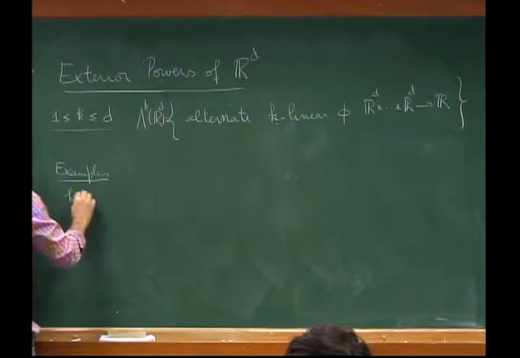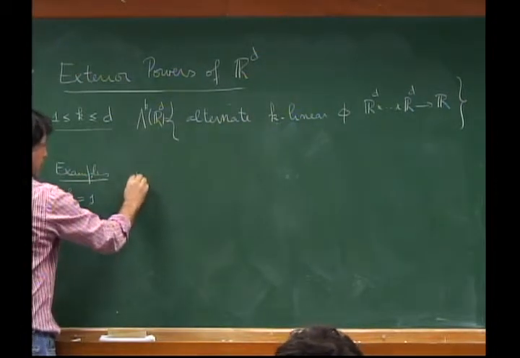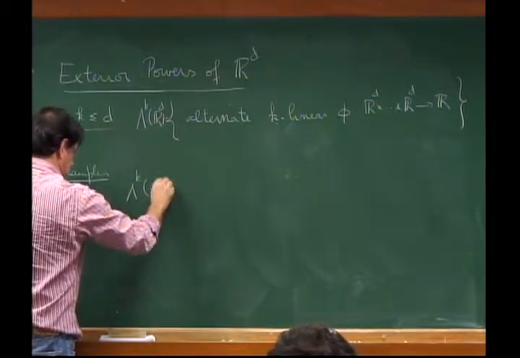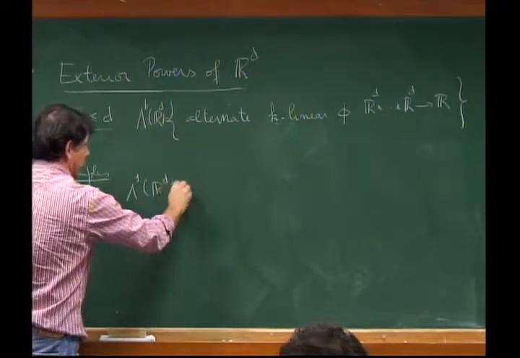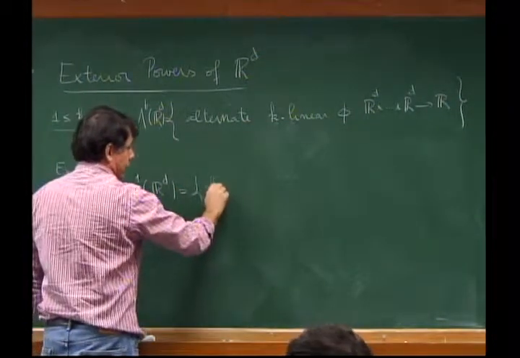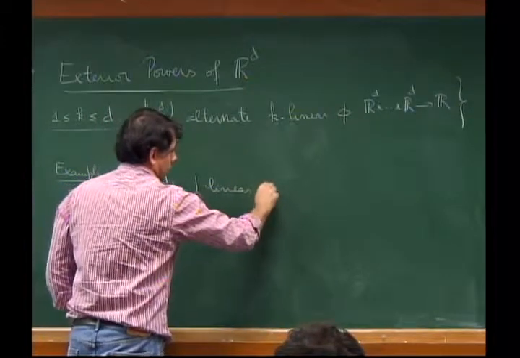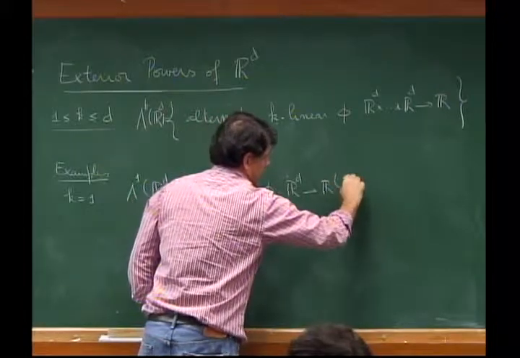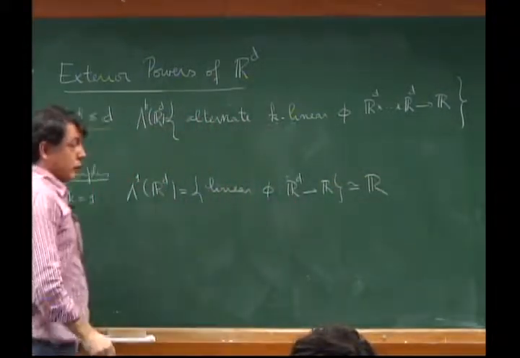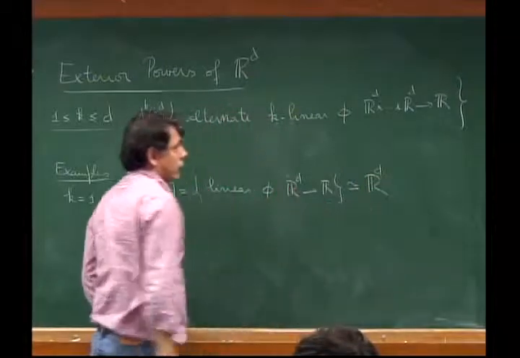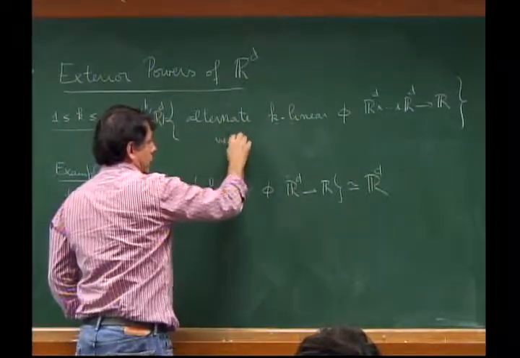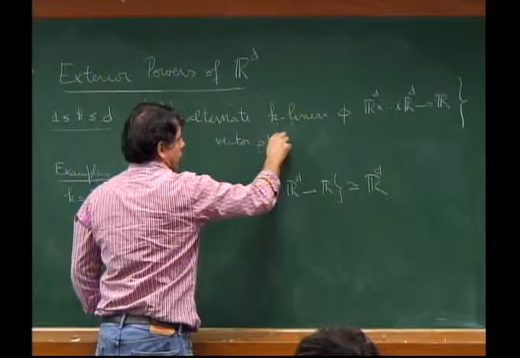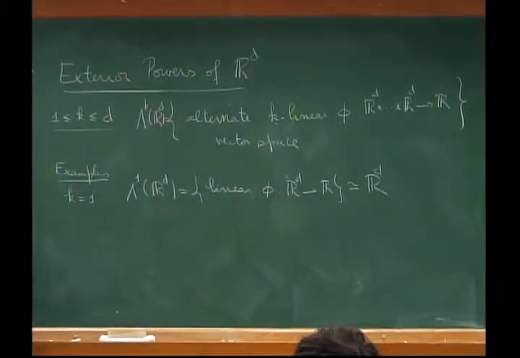For k equals 1, lambda k of Rd, lambda 1 is just the set of linear maps, which is Rd. So this is a vector space, and the dimension is not difficult to calculate. I think it's combinations of k to the d.